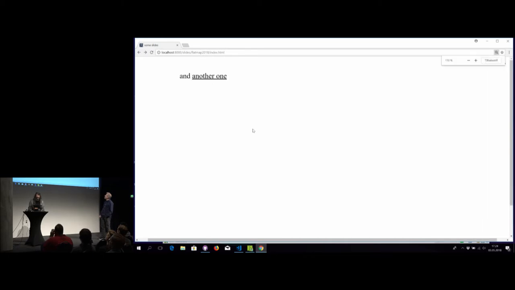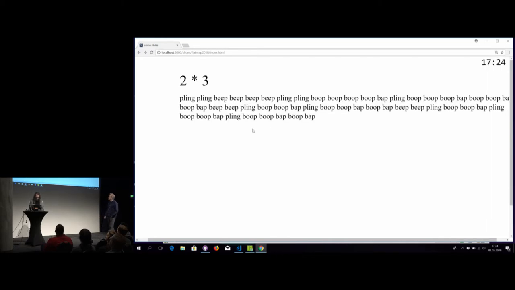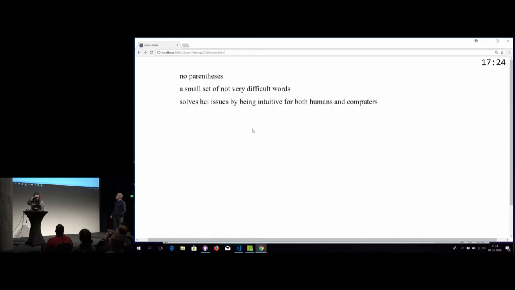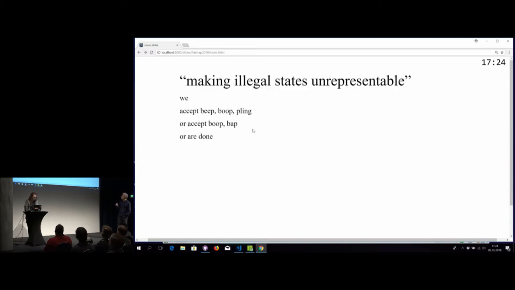Okay, so let's go back to the slides a bit. Yeah, so we did those two. So it has no parentheses. It's a small set of not very difficult words. Just four words. And it kind of solves human-computer interaction issues, because beep boop is like the natural language for computers, and it's easy for us to say as well. That's like the noise they make, and we can make those noises easily as well. They're easy for us, they're easy for the computers, so it's all good.